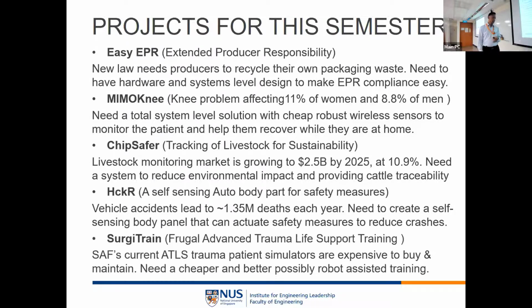And finally, we have a project from SAF, the Singapore Armed Forces, where they do advanced trauma life support training. This is a very expensive proposition because they are spending more than 100,000 for simulators for medical students and medical officers to learn how to do this. They want a cheaper, more frugal method that can also be deployed much faster. This need is not just with SAF, it is actually a global need. So those are the 5 projects.